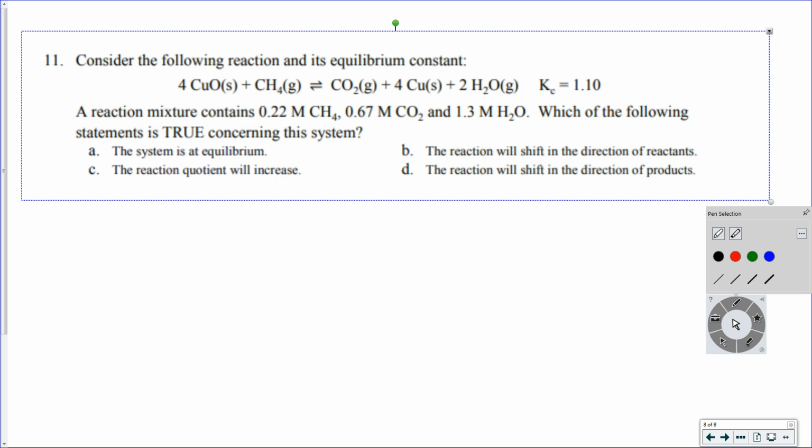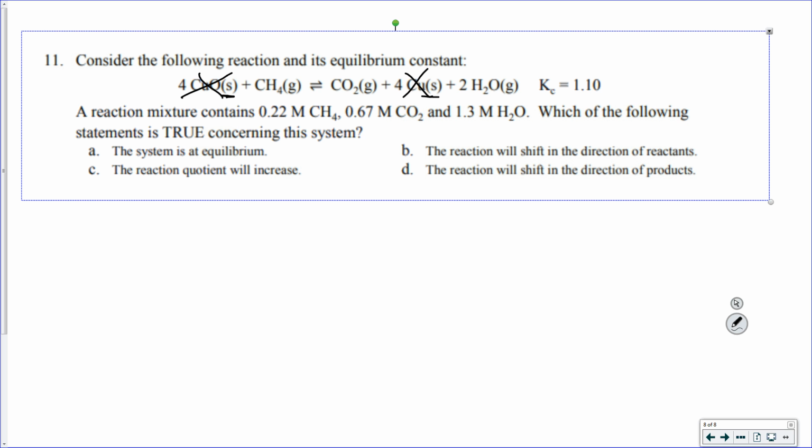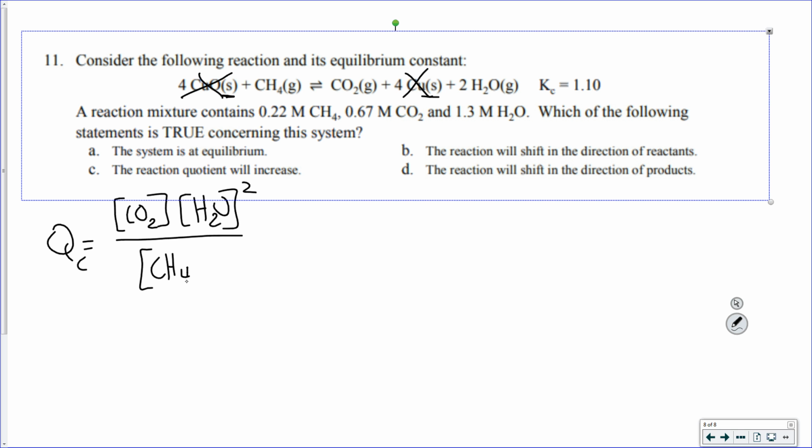Okay, so first thing we do is we write out our Q expression. The initial glance I need to look at things is everything in phase? It could be counted as Q expression. And I see I got a couple of solids in here. They're not players. So my Q is just going to be based on the things that are in the reaction. So the products, it's the concentration of the CO2 and the concentration of the water squared because of the two stoichiometry, and the reactants is just the concentration of the methane, the CH4.